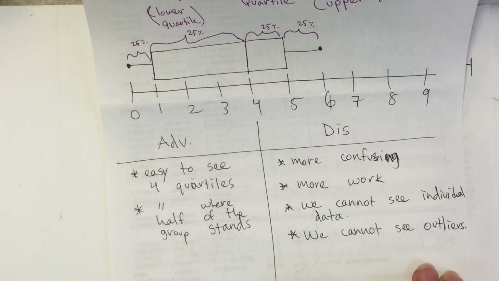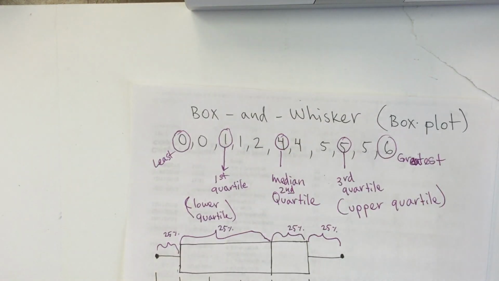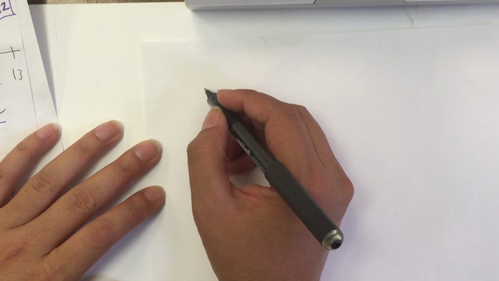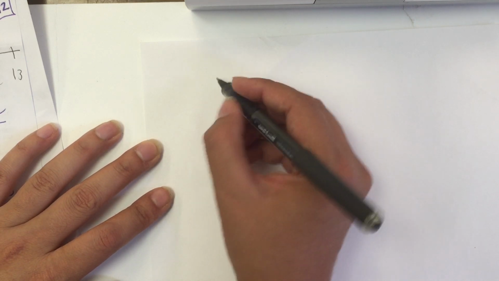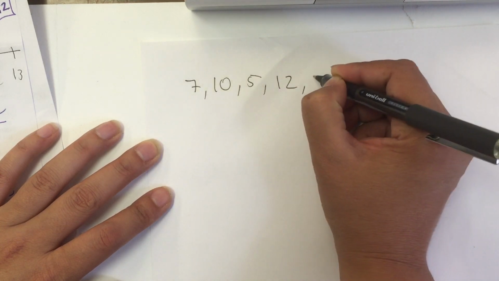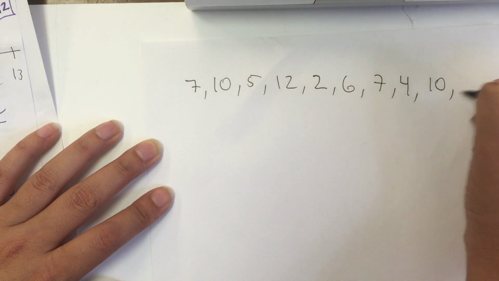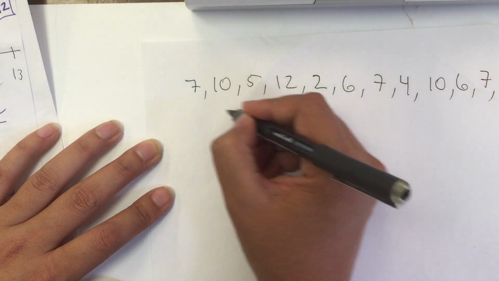I think I want to give you one more example. I was going to leave it at that, but let me give you one more example for the whisker and box, because sometimes we're going to have data that is not odd, like we had 11 people in here. So I asked people living in their household, and these are the numbers that they gave me: 7, 10, 5, 12, 2, 6, 7, 4, 10, 6, 7, and 12.